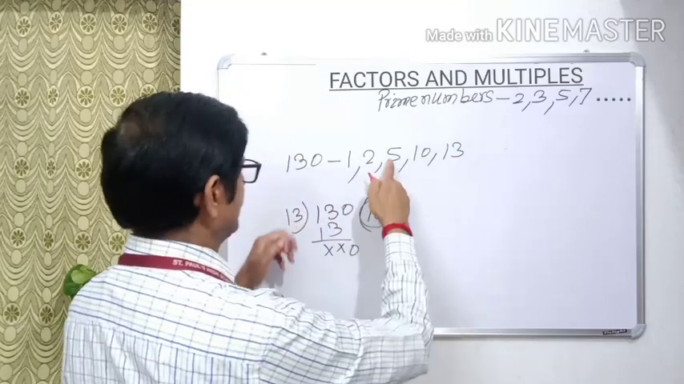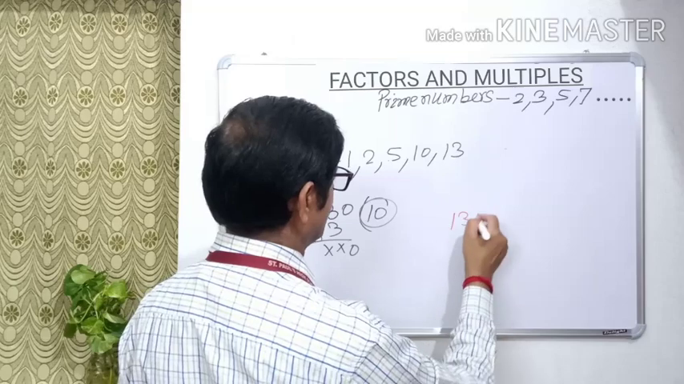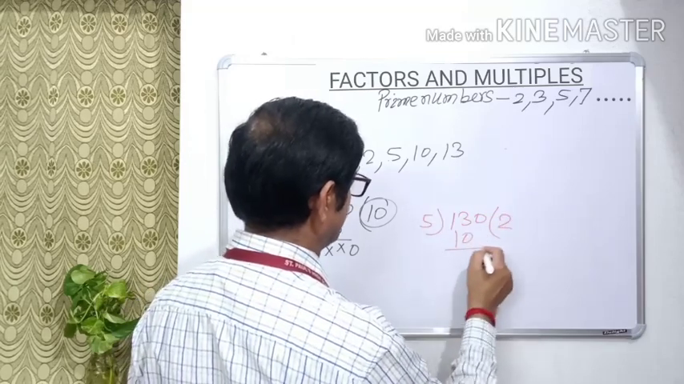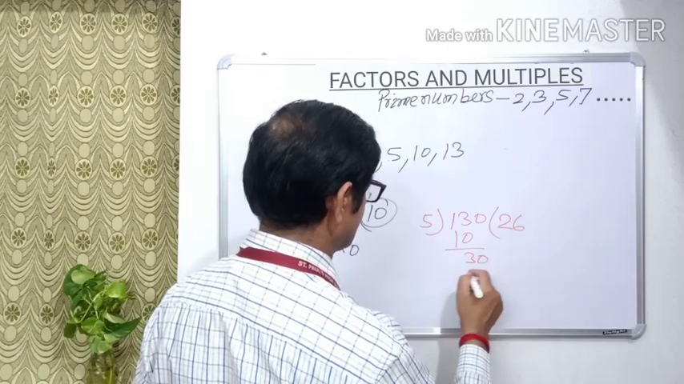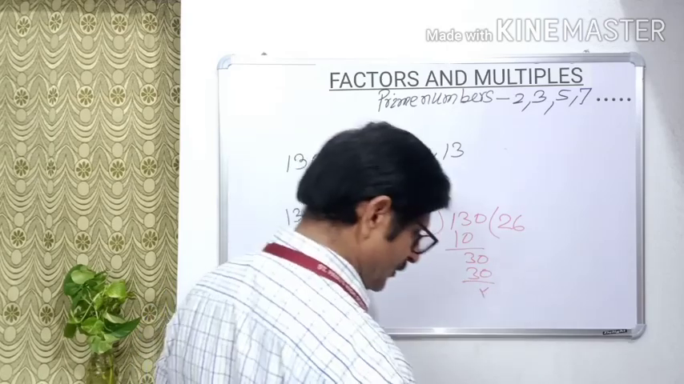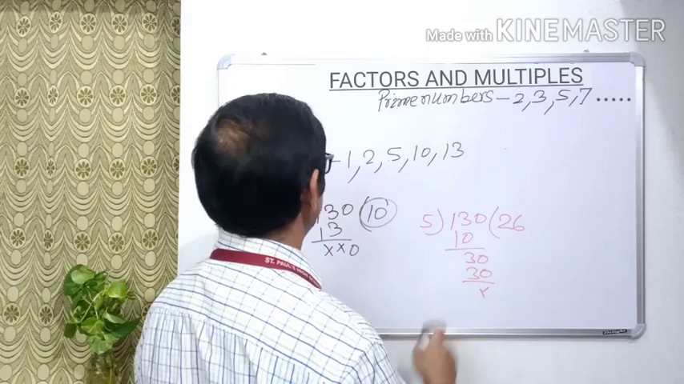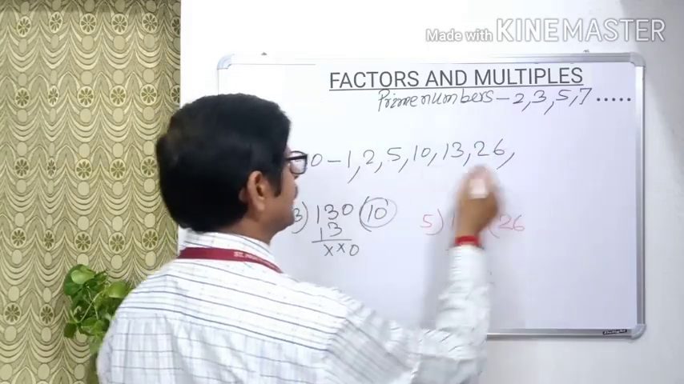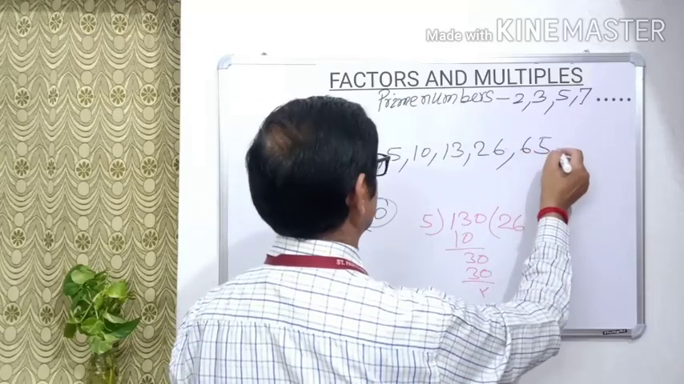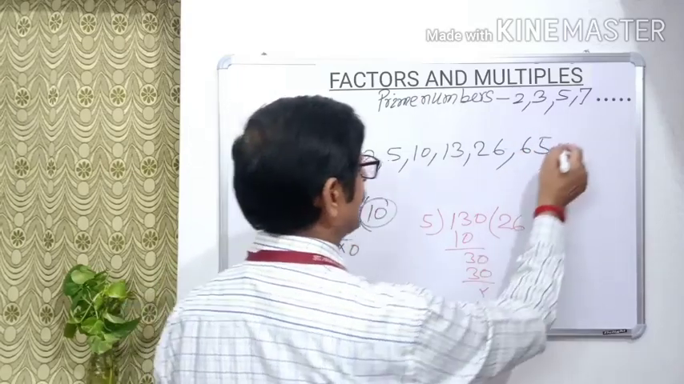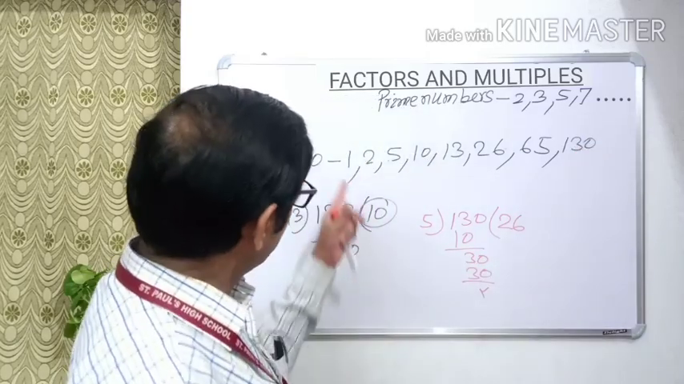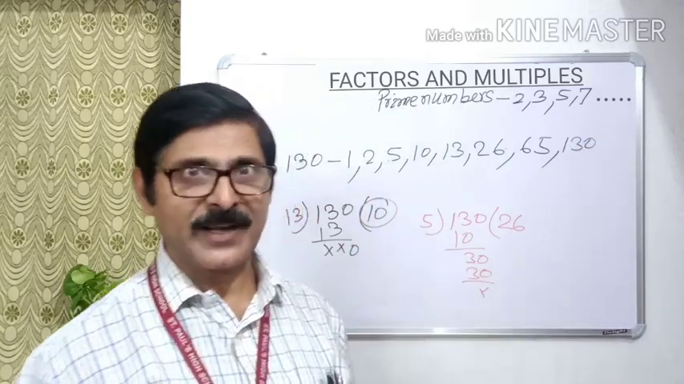Divide by 5. 130 divided by 5. 5 2s are 10. 3 0, 5 6s are 30. So it is 26. Divide it by 2 and you get 65. Divide it by 1 and you get 130. I hope you have understood this mechanism well.